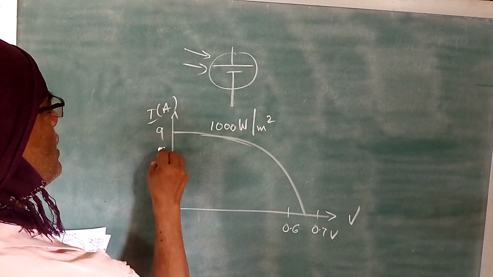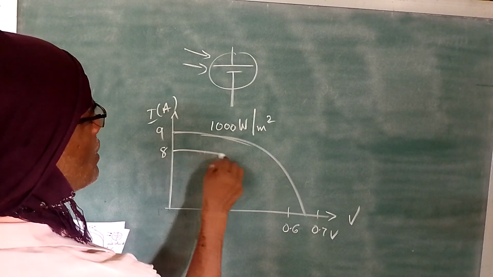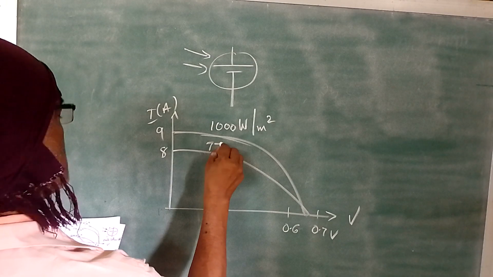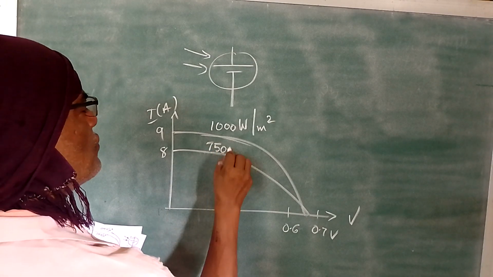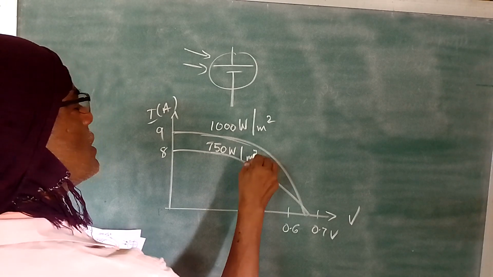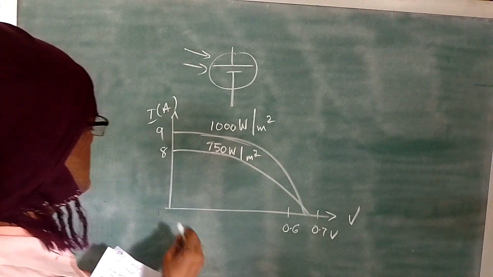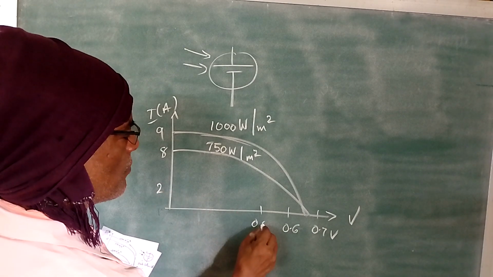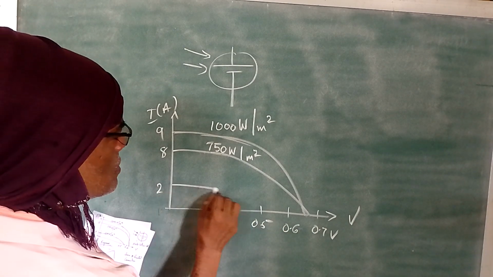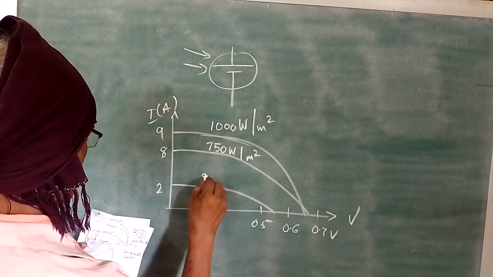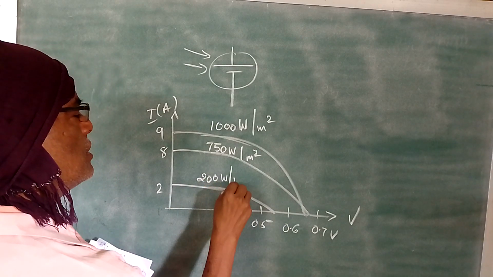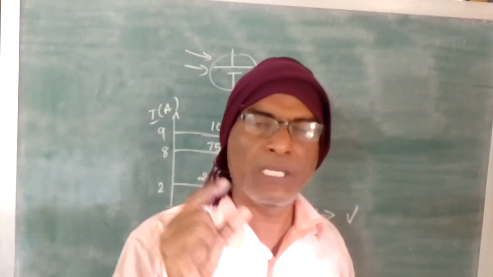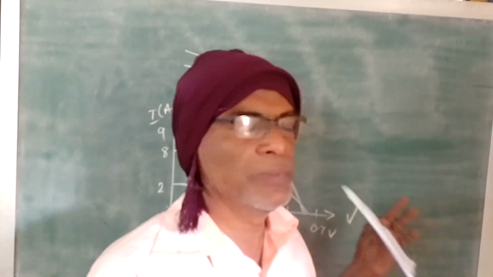Then at 8 amps it comes like this, and here 750 watts per meter square. And lastly, another example, this is 0.5, so it comes like this. So this is 200 watt per meter square. So if you are using that particular part number, meaning the device number, then this will be the response curve.